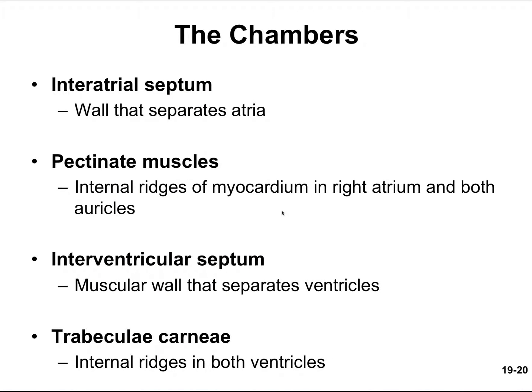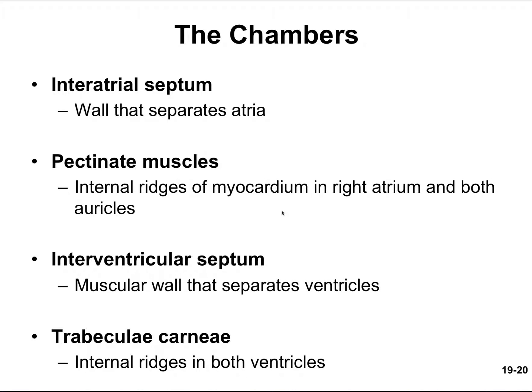Some important parts of the chambers that you should know. The interatrial septum is the wall that separates the atria. Pectinate muscles are internal ridges of myocardium in the right atrium and in both auricles. The interventricular septum is the wall that separates the ventricles. And the trabeculae carneae are internal ridges in both ventricles.